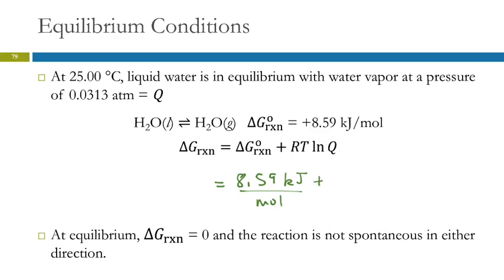plus RT, so 8.314 joules per mole Kelvin. Temperature of 25.00 would be a temperature of 298.15 Kelvin. And then the natural log of Q, 0.0313, ran out of space.